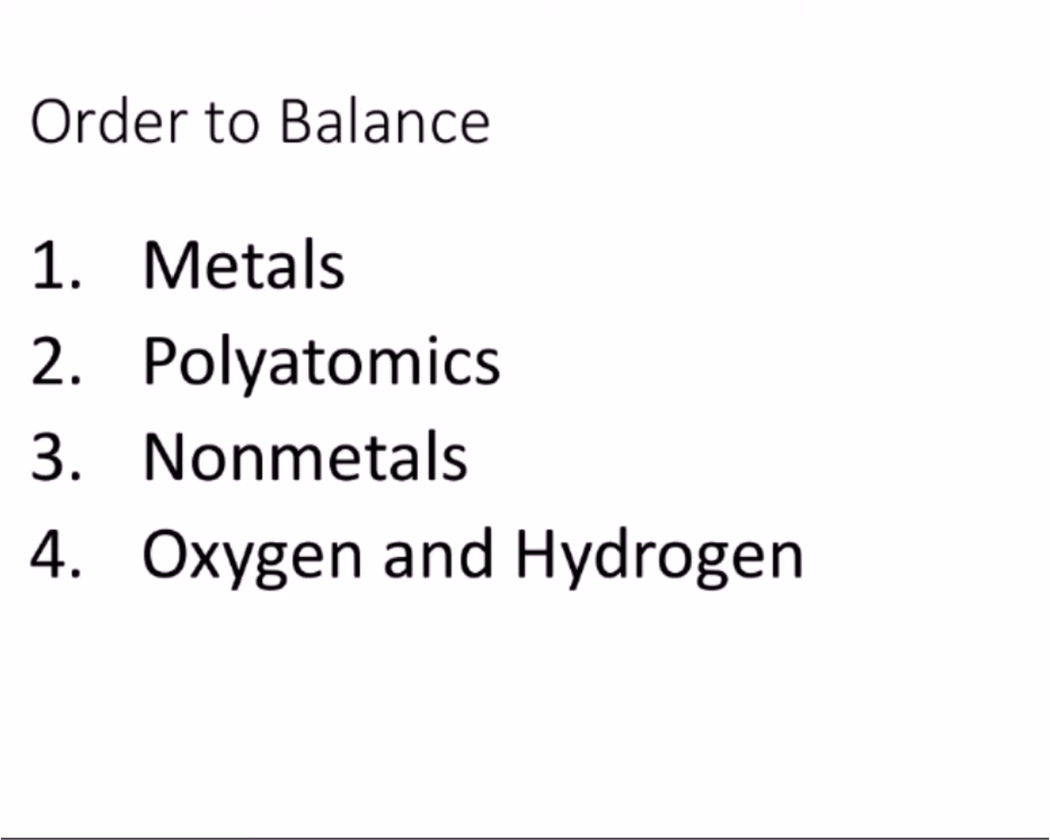All right, so over the past 10 or 12 years that I've been balancing equations, this is what I have found to be the most efficient way to balance them as quickly as possible. Start with your metals first. Then, if you have any polyatomics, balance those second. Then all your other non-metals except for oxygen and hydrogen. Save oxygen and hydrogen until the very end.